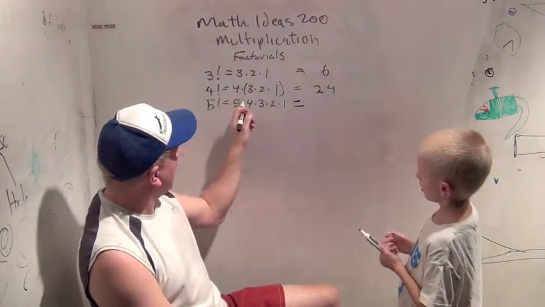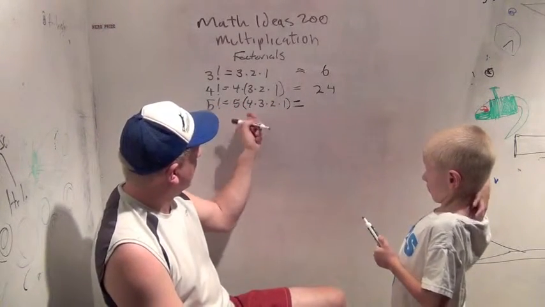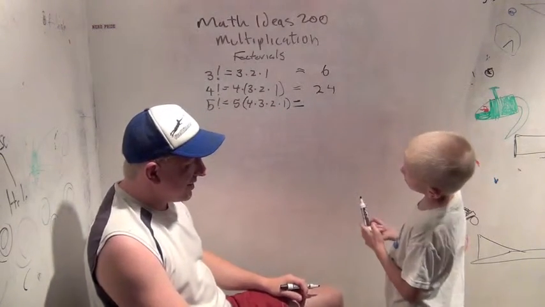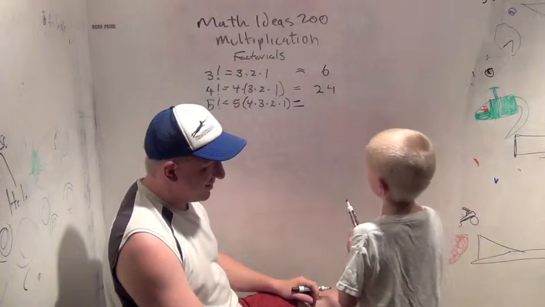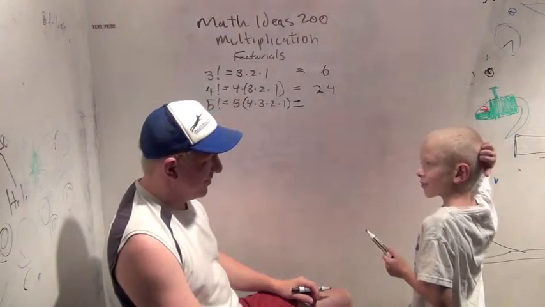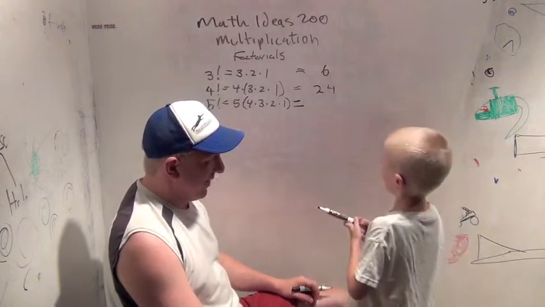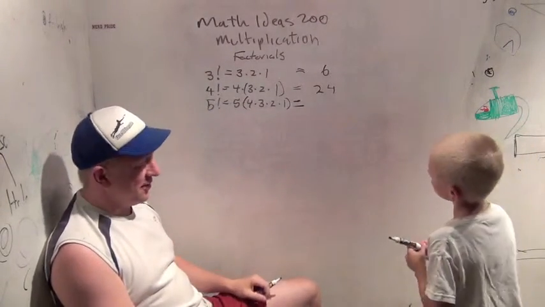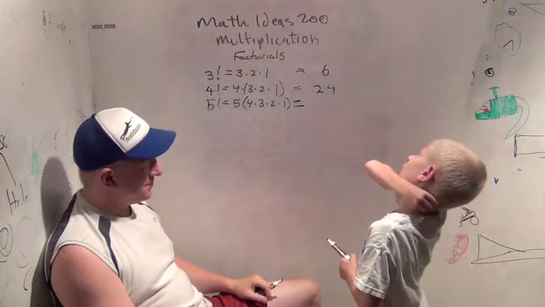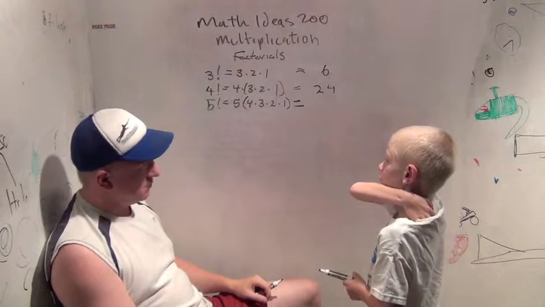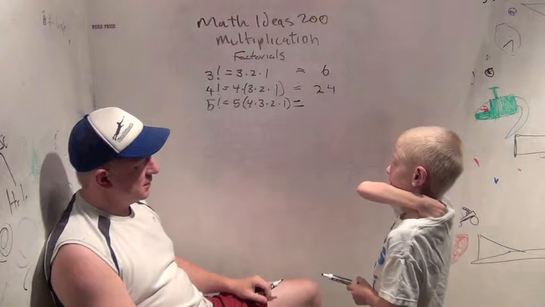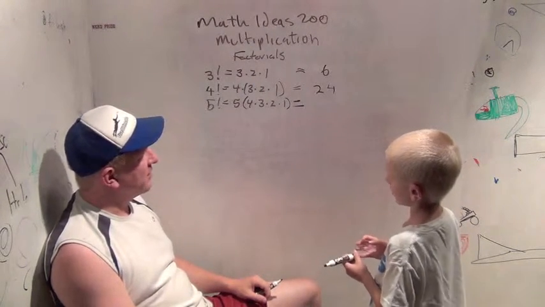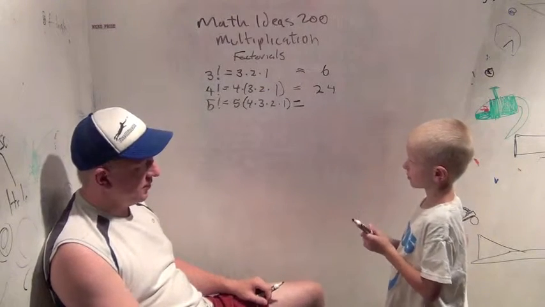5 factorial is 5 times 4 times 3 times 2 times 1. Do we know what 4 times 3 times 2 times 1 is? It's 24, because that was 4 factorial, right? 4 factorial! Okay, so we've got to figure out what 5 times 24 is. 100. Not 100. That's 4 times 25. Right, 4 times 25 is 100. 5 times 24 is different.